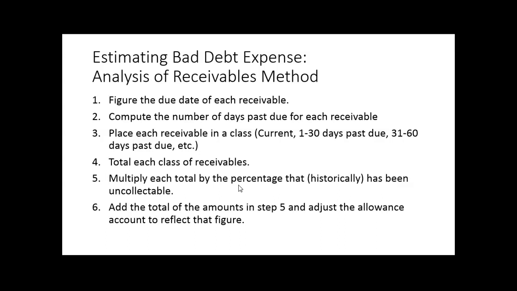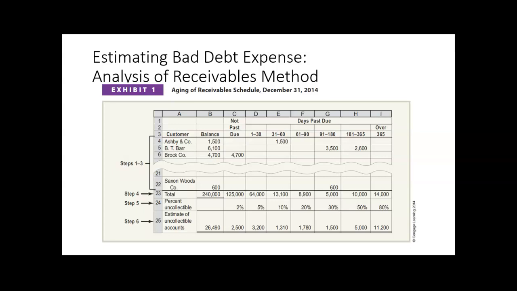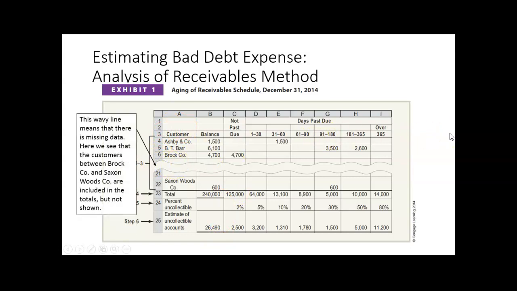In this case, I'm not worried about the expense. I'm concerned with the balance in the allowance for doubtful accounts account, and we do it this way. This is from the book. It's copyrighted, so just letting you know that Cengage has that copyrighted. But here is a partial list. It's a spreadsheet with all the customers listed down the side. You notice there's a break here, and that wavy line means there's some data missing. We've skipped a few lines. They're recorded in these totals right here, but we're not showing the individual amounts.